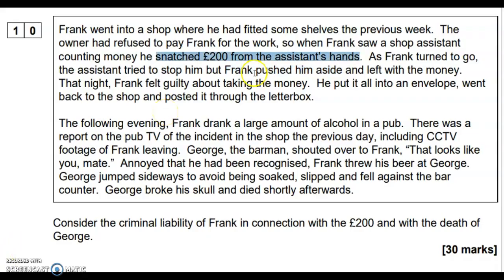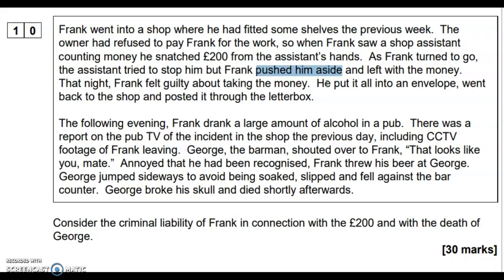First thing we need to do is identify what offence or offences Frank has committed when he's snatched this money from the assistant's hands. Now, I'm hoping that you are thinking theft and robbery. He's taken money, he's taken £200, so straight away that looks like a theft. However, he's snatched the money and he's pushed him aside. So as well as theft, we've also got the use of force. So hopefully you were already thinking this could potentially be a robbery.